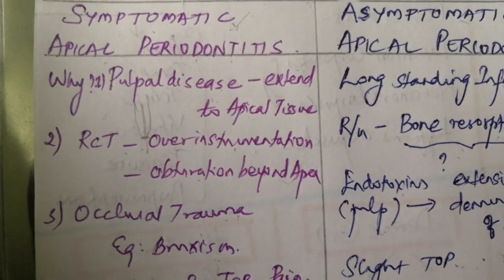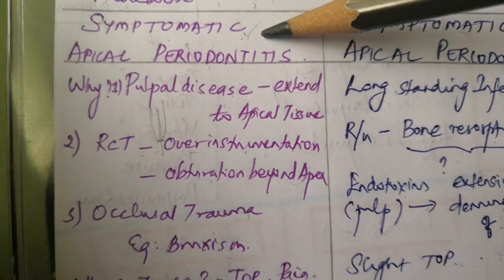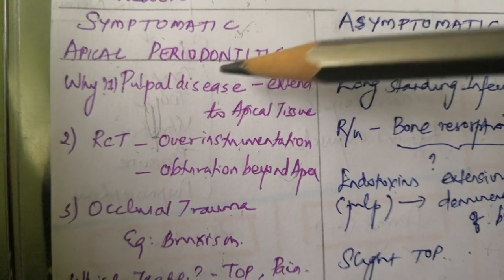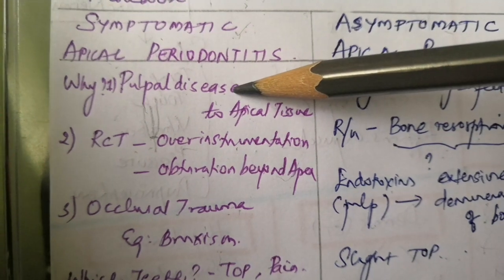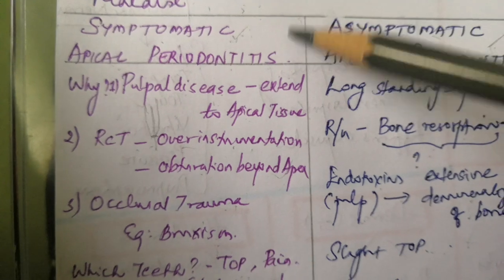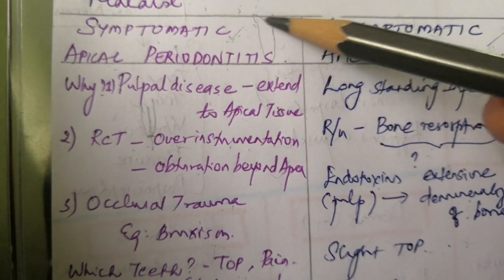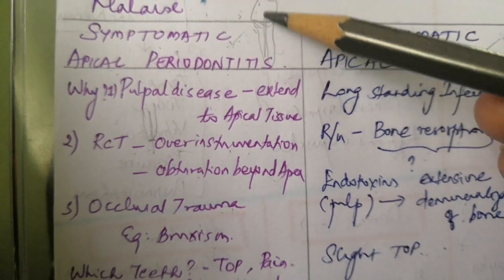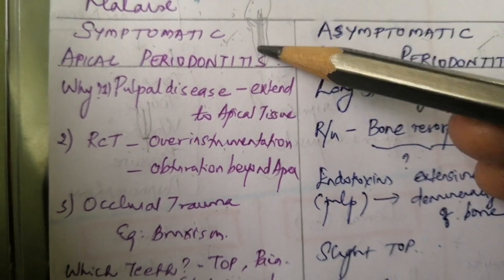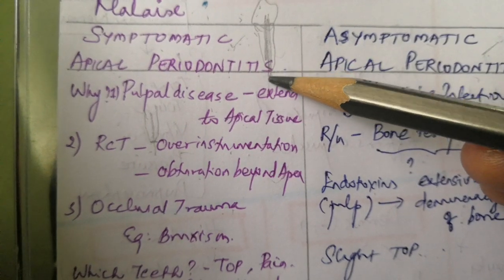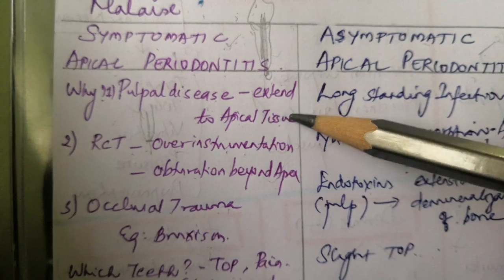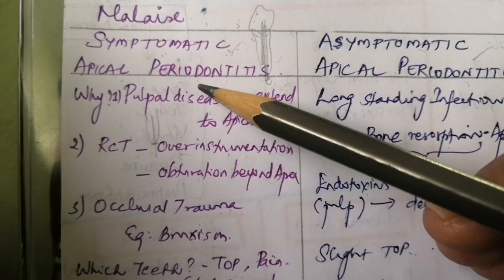First is symptomatic apical periodontitis, so symptoms will be present. Why do the symptoms arise? Sometimes pulpal diseases extend to the apical tissues. So this is the tooth, and the pulp will be there. If the infection is confined within the pulp itself, there will be no pain. If it extends to the apical region, it may cause the apical tissue to inflame, so it's called symptomatic apical periodontitis.